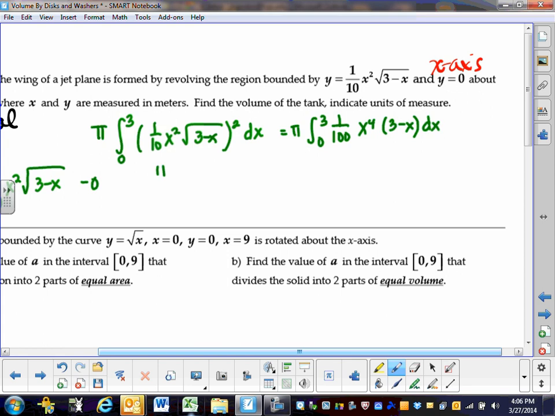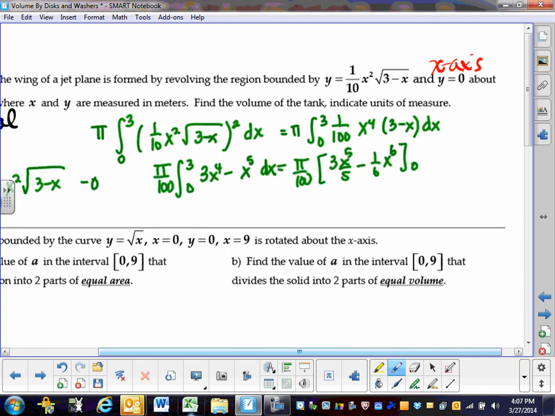So I would have pi over 100 that I could hold out. And then I would distribute to get 3x to the 4th minus x to the 5th dx. So I have pi over 100, 3x to the 5th over 5 minus 1/6 x to the 6th from 0 to 3. So if this were a free response non-calculator, I would get this as pi over 100. I would leave it as 3/5, 3 to the 5th, minus 1/6, 3 to the 6th, and then minus 0. So I'm going to plug in 0 and just get 0.